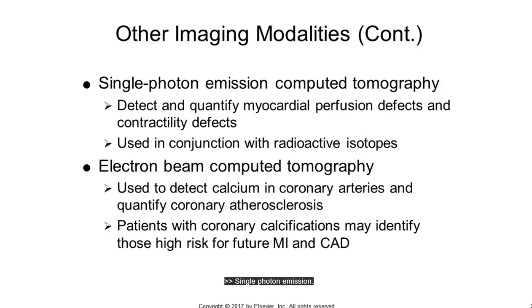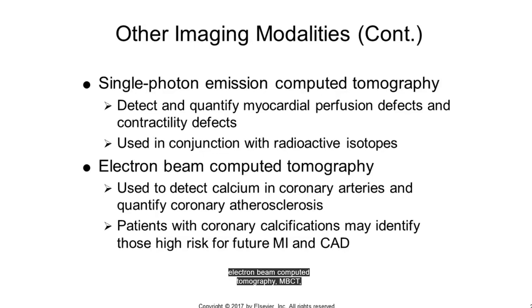Single photon emission computed tomography, or SPECT, is used to detect and quantify myocardial perfusion defects and contractility defects. It is used in conjunction with radioactive isotopes and can improve the view of myocardial perfusion studies. Although less accurate than PET scans, it is easier to perform and more available. It can be used with sestamibi, a radioactive perfusion agent, to improve views of cardiac perfusion.